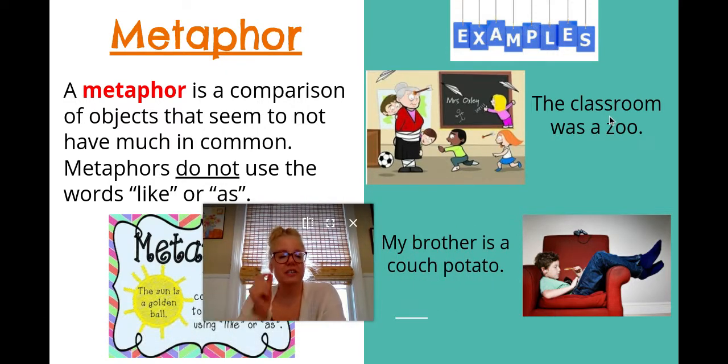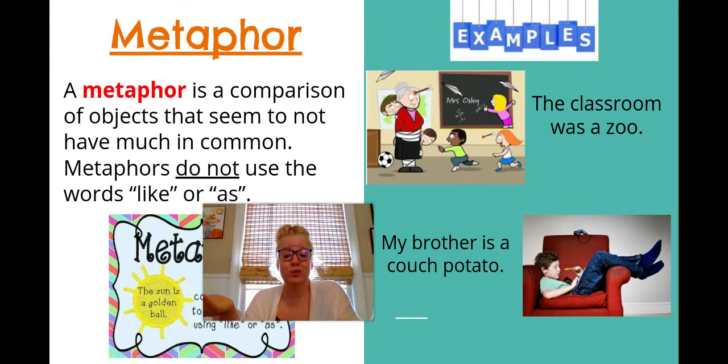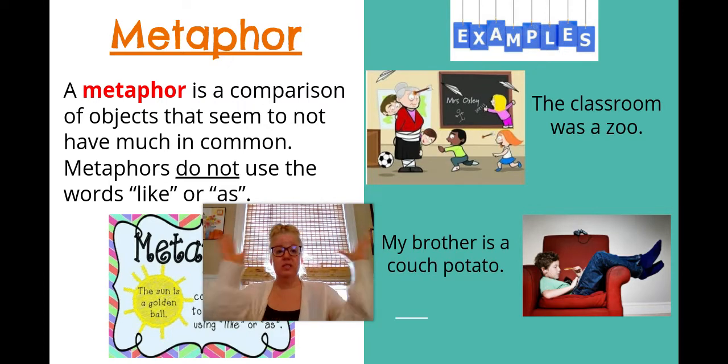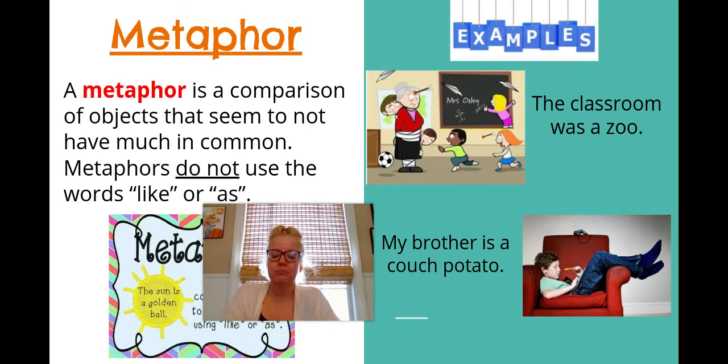Here are two other examples. The classroom was a zoo. It's comparing the classroom to a zoo. Now, are there zoo animals in the classroom? No, there are not. There are just a lot of kids kind of acting crazy. Maybe like at the zoo, the animals are all kind of doing their thing. So to say the classroom was a zoo, you're not saying that the classroom literally had lions and tigers and giraffes in it. You're saying that it was kind of crazy and out of control.